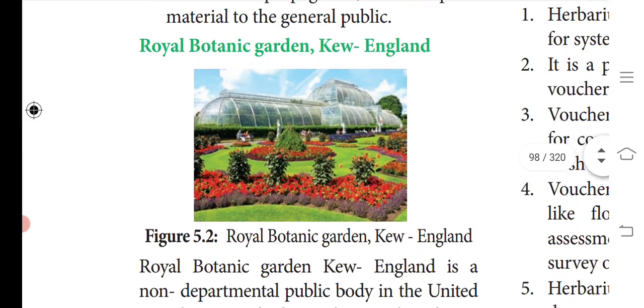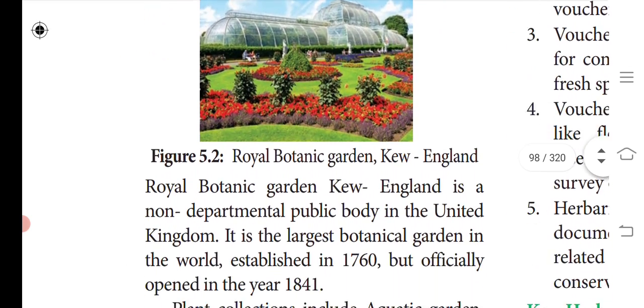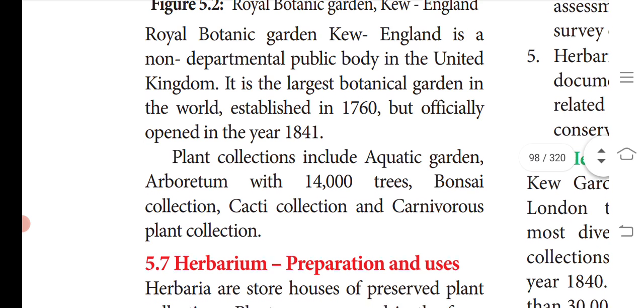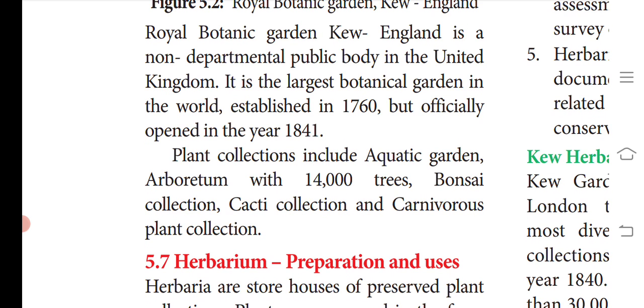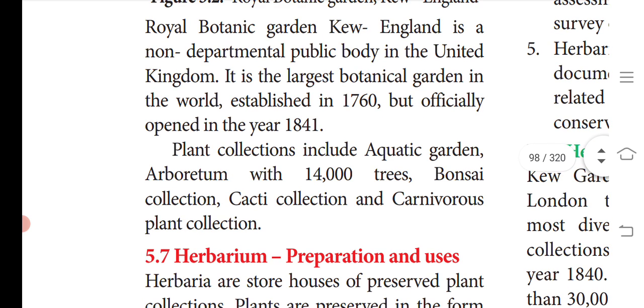So an example is given, Royal Botanic Garden, Kew, England. The Royal Botanic Garden is a non-departmental public body in the United Kingdom. It is the largest botanical garden in the world. Okay, so which is the largest botanical garden? Royal Botanic Garden, Kew, England is the largest botanical garden.